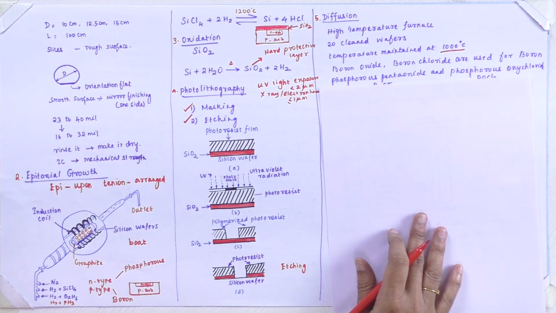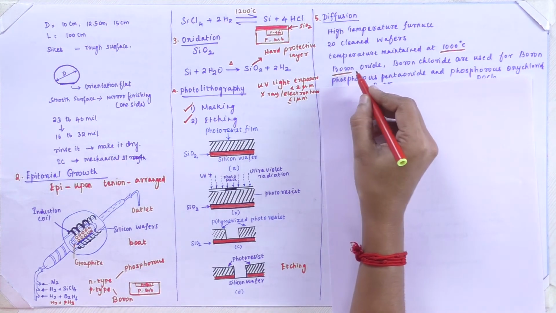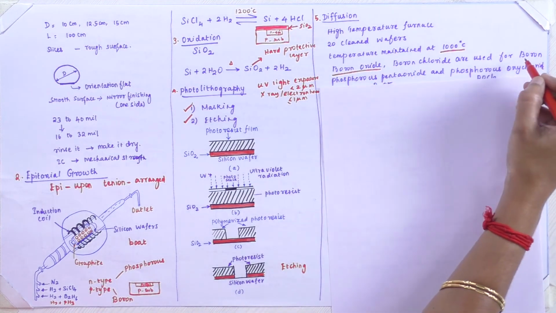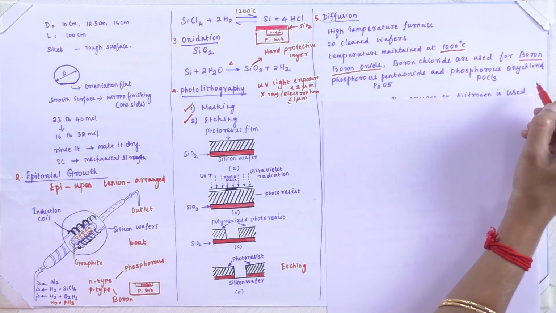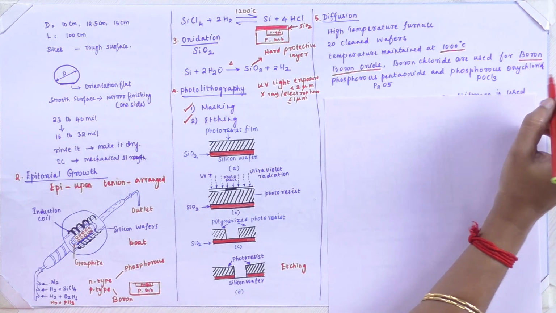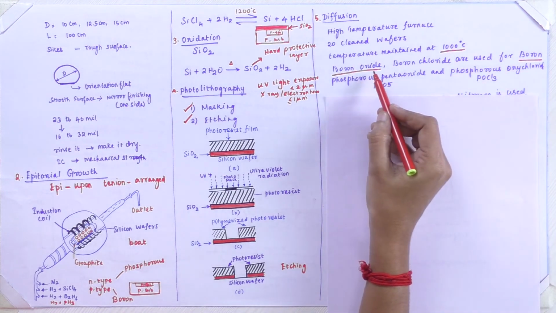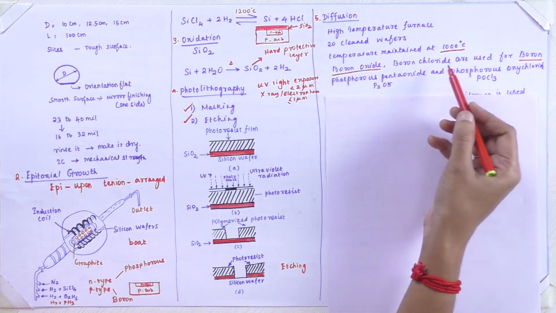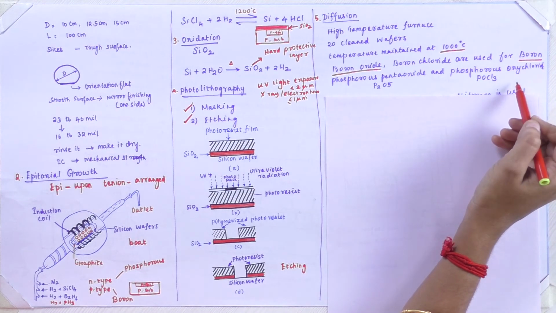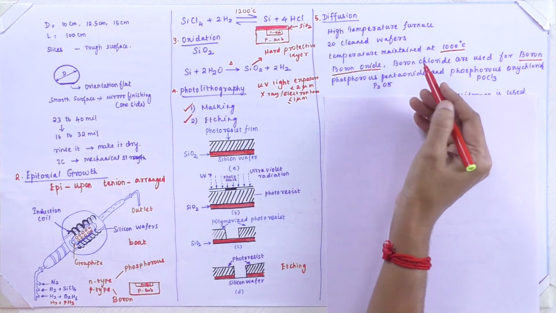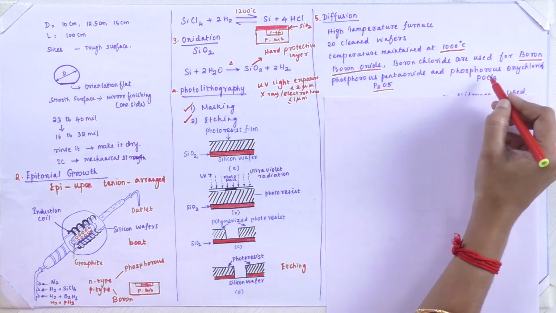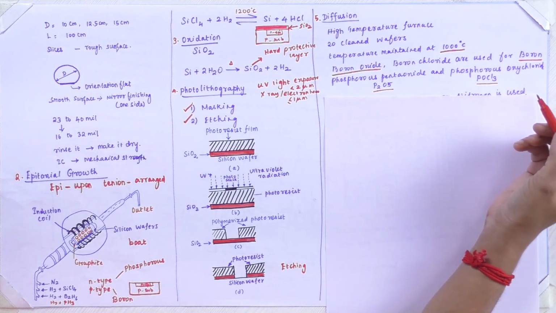So the impurities to be added are boron oxide. In general, boron is used for P-type impurities, and phosphorus as I mentioned. So we can add boron oxide or boron chloride as the boron source, whereas for phosphorus we can add phosphorus pentaoxide, P2O5, and phosphorus oxychloride, POCl3.